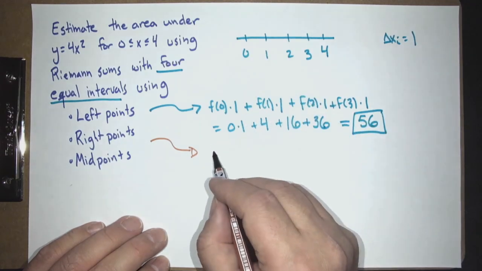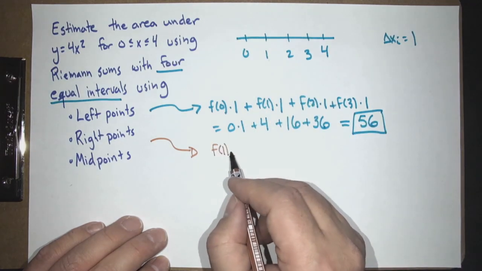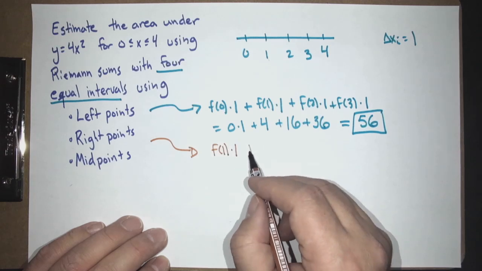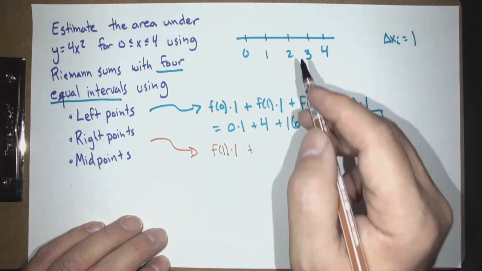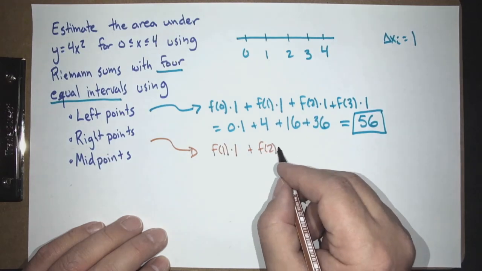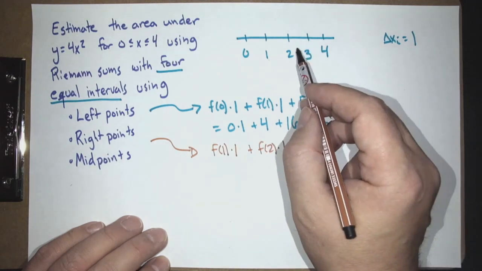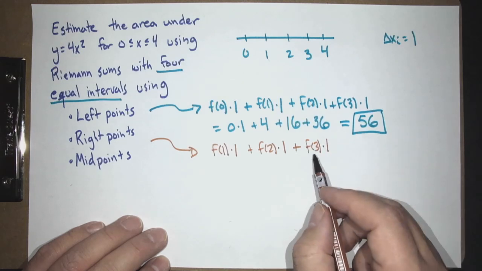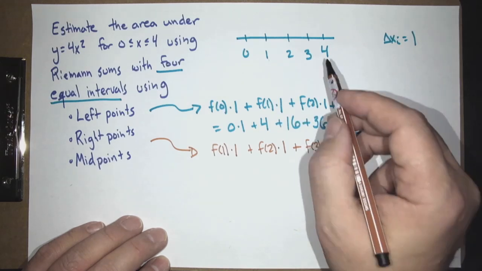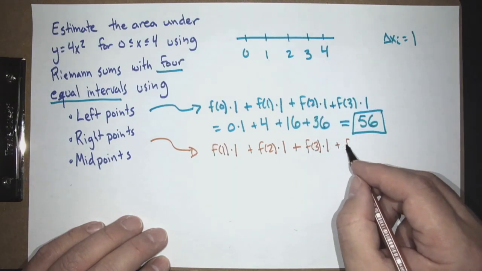It's 1. So the height will be f of 1, width will be 1. For the second, which is our point we pick? 2. F of 2 times 1. For the third interval, 3. So f of 3 times 1. Height, width. For the fourth interval, 4.